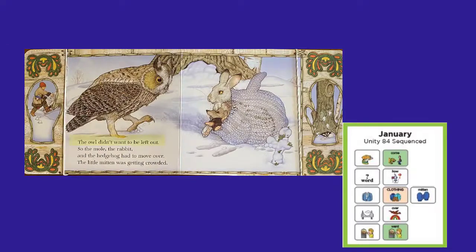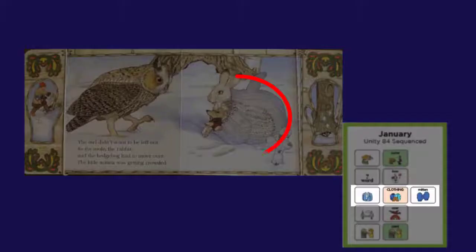The owl didn't want to be left out. So the mole, the rabbit, and the hedgehog had to move over. The little mitten was getting crowded. That mitten is getting crowded.